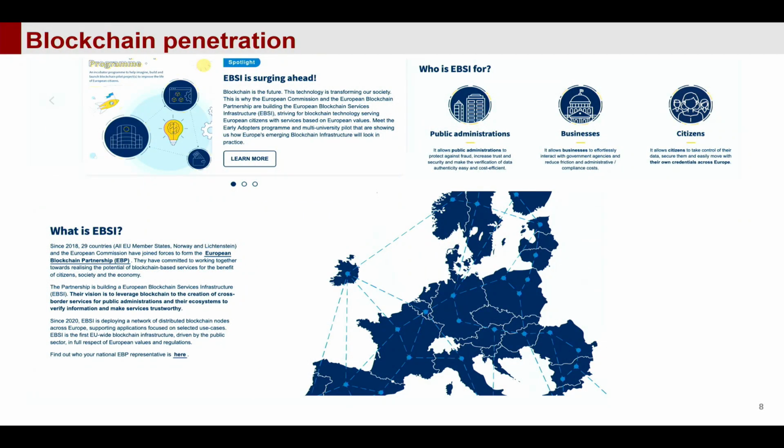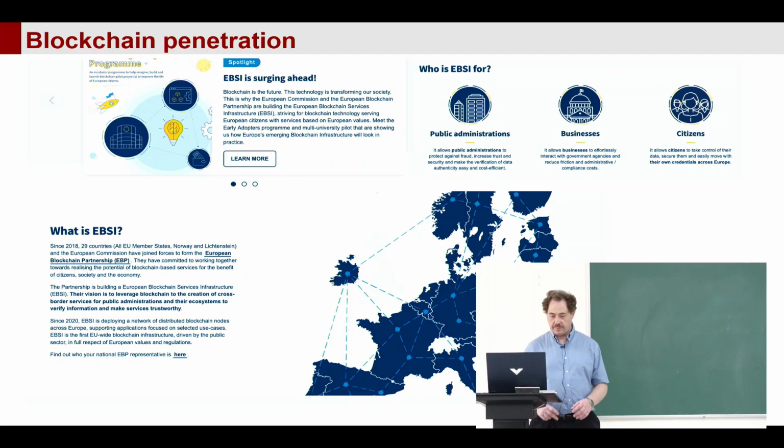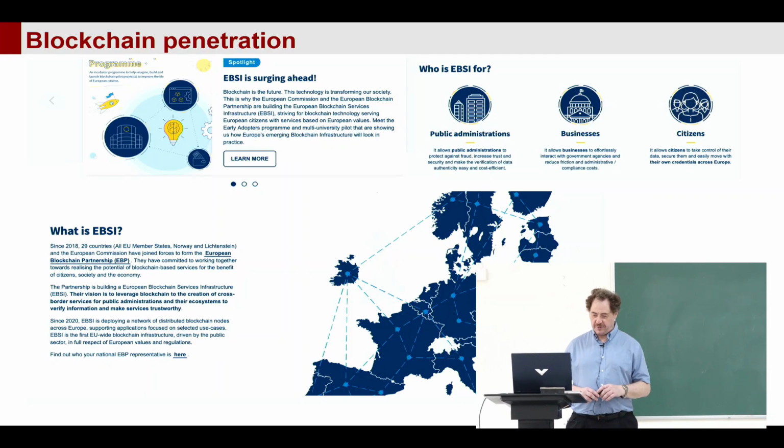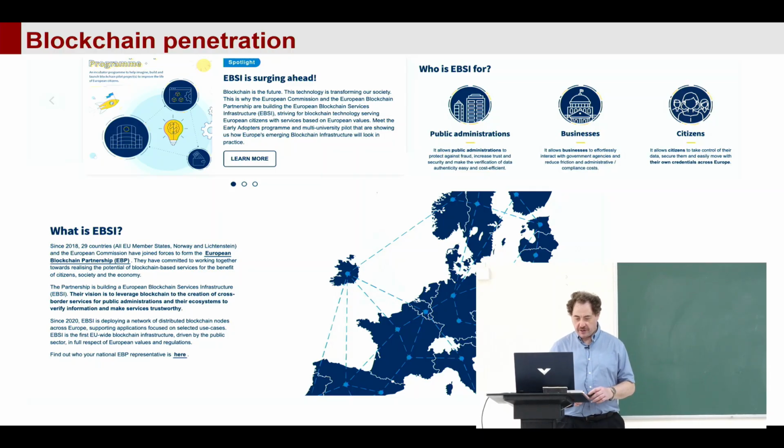A couple of words about EBSI. So what is EBSI? In 2018, 29 countries of Europe, including, well, I'll not talk about the politics of Europe, have joined forces to create a joint European blockchain partnership, where the idea is to build a European blockchain service infrastructure.